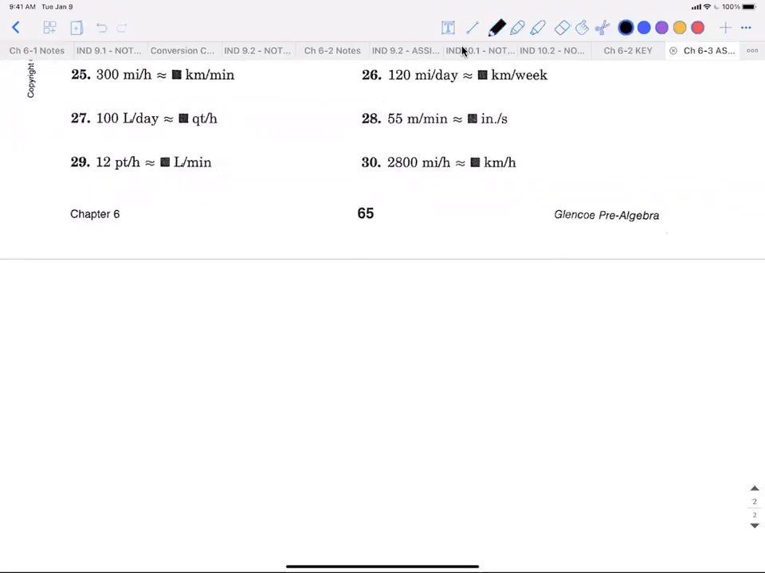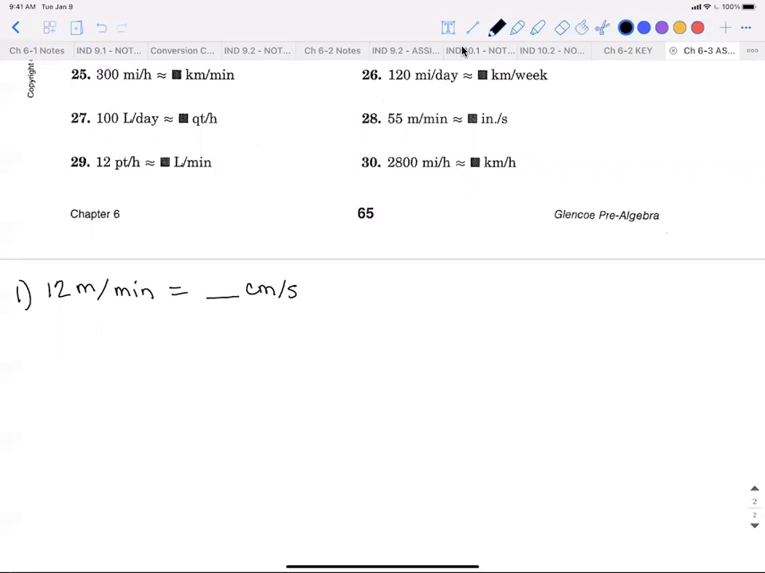So number 1 is converting 12 meters per minute. Oops, let me write minute, because M&M doesn't make much sense unless you're talking about candy or the wrapper. 12 meters per minute, and we want it to equal so many centimeters per second. So we're really doing a double conversion because we need to convert meters to centimeters and minutes to seconds. Okay, so that's what makes these a little bit more challenging.